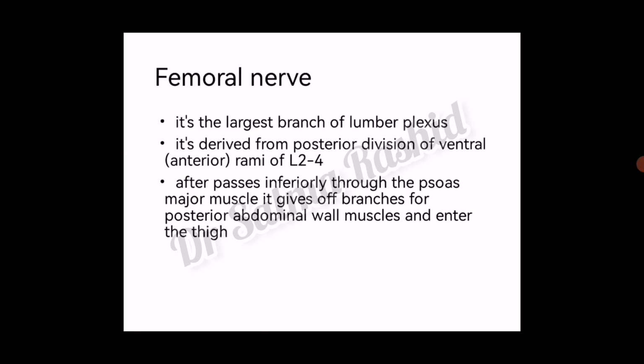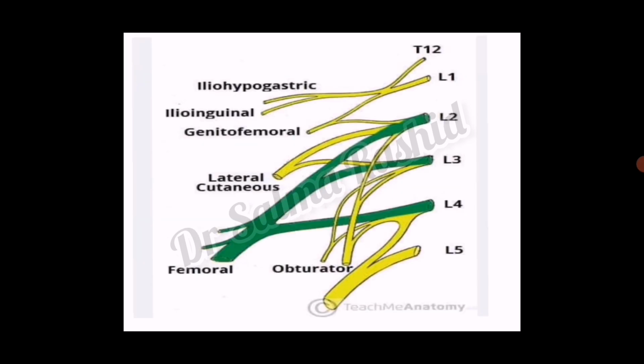So femoral nerve, it is the largest branch of lumbar plexus. It is derived from posterior division of ventral or anterior rami of L2 to L4. So basically it arises from anterior rami but posterior division. After it passes inferiorly through the psoas major muscle, it gives off branches for posterior abdominal wall muscles and enters into the thigh. This green color shows femoral nerve arises from L2, L3 and L4 of the anterior rami, but division is posterior.